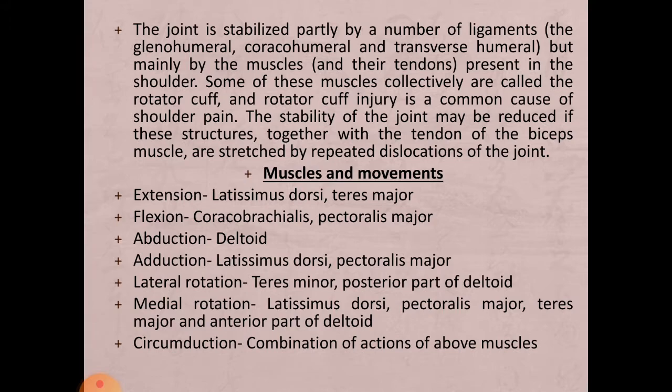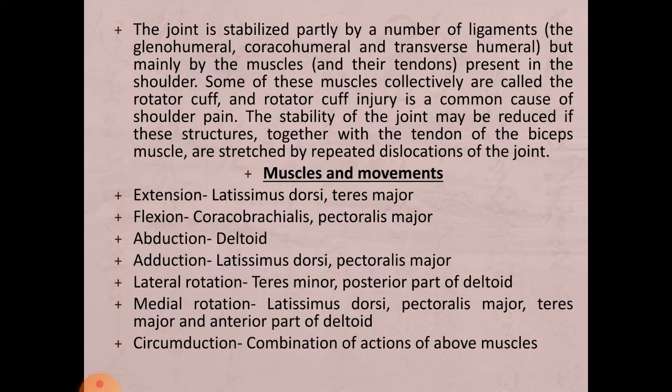Next, we will talk about the movements around the shoulder joint and all the muscles that are responsible for the movements. As we know, this is a ball and socket type joint, so it is a multi-axial joint, meaning it allows movements at various axes. So there can be extension, flexion, abduction, adduction, lateral rotation, medial rotation, and circumduction at the shoulder joint. And there are various muscles involved in these movements.